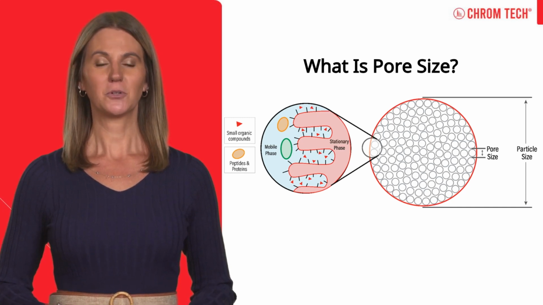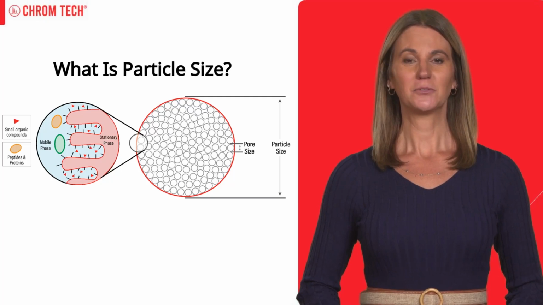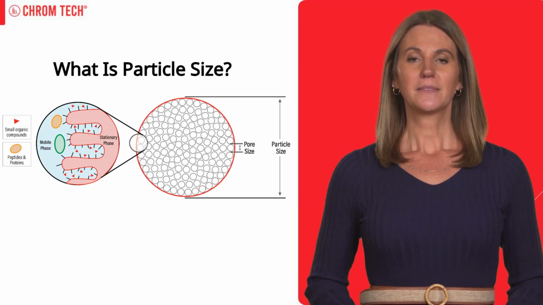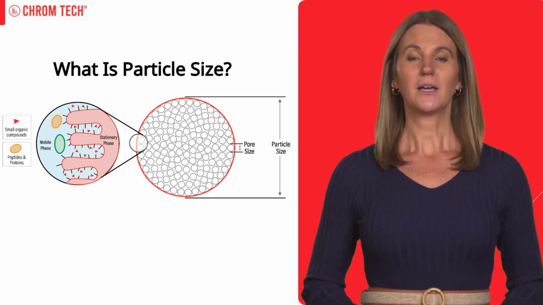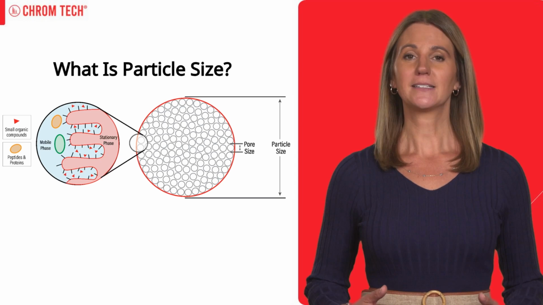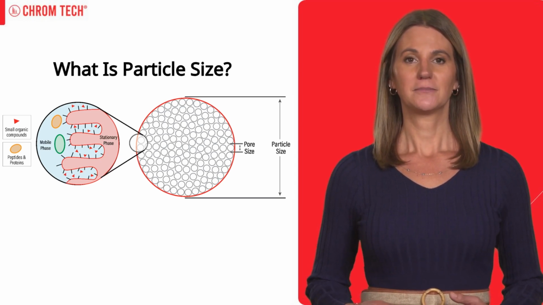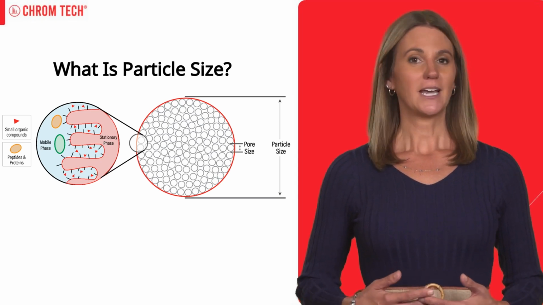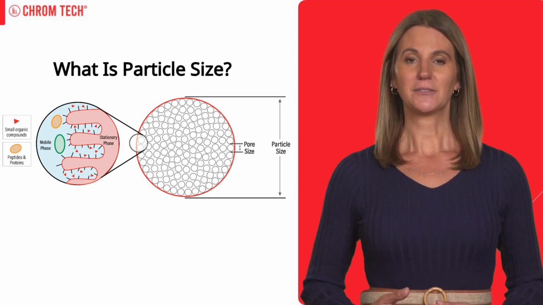optimal separation performance. Particle size in HPLC columns refers to the diameter of the silica particles that pack the column. Smaller particles offer higher surface areas and thus more interaction sites for analytes. This results in better separation and higher resolution. However, columns with smaller particles also generate higher back pressure, which requires more robust HPLC systems.